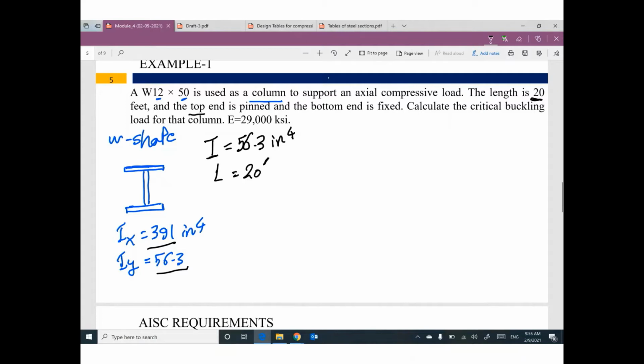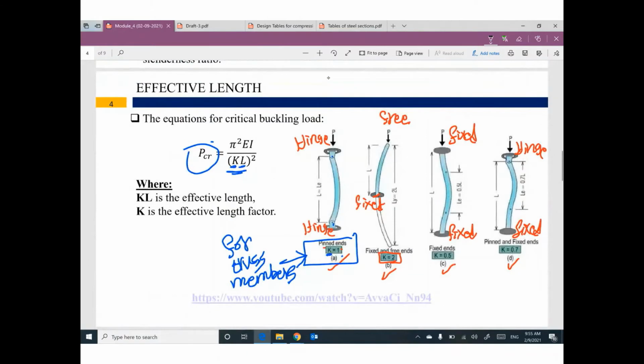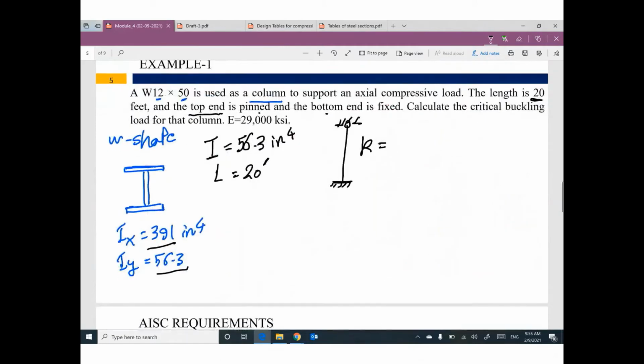The top end is bent and the bottom end is fixed. So this column is fixed at the bottom, bend at the top. Can you tell me what is the value of K? You can go back here. If you have a column with fixed from one end and hinge or bend from the other end, K equal 0.7. So K equal 0.7.